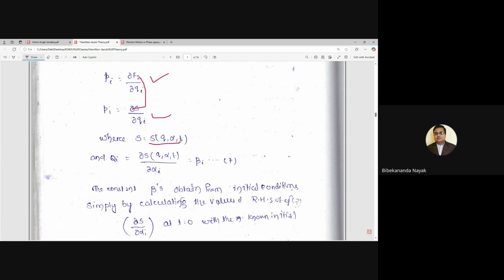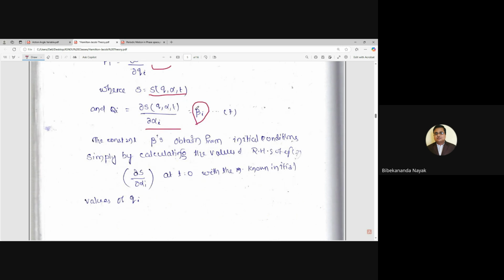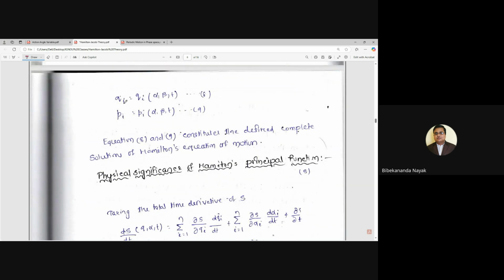Where S is a function of q, alpha, t, and capital Qi will be del F2 by del Pi. So in place of F2 write S, and in place of Pi write alpha. We find del S by del alpha i, which is another constant beta i, because our aim is to get Qi constant and Pi constant. Qi is beta i, Pi is alpha i. The constant value of Qi is known as beta i, the constant value of Pi is known as alpha i. This constant is fixed by the initial condition. So we found Qi; now our Qi is a function of alpha, beta, t. Similarly, Pi is a function of alpha, beta, t.